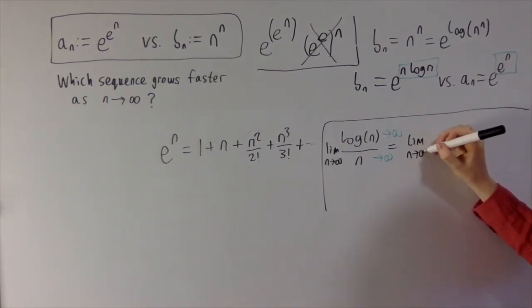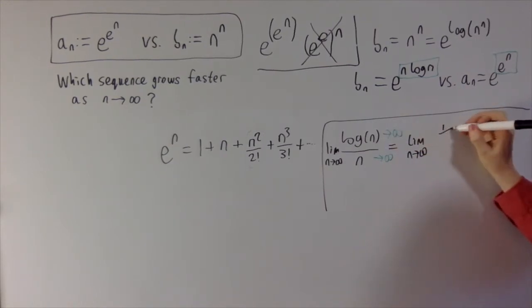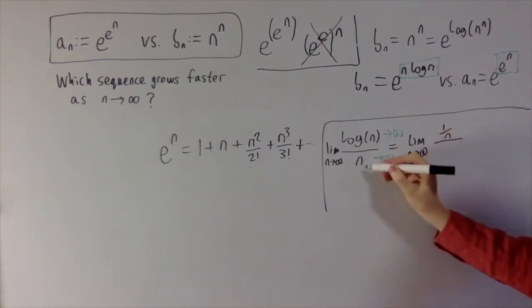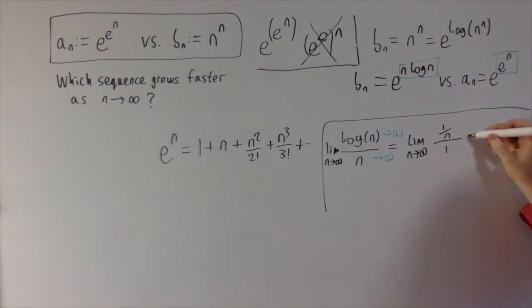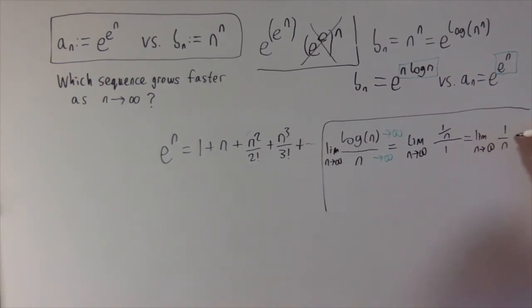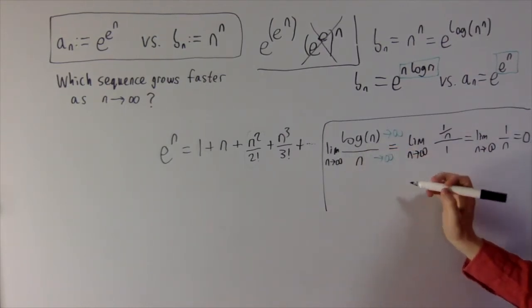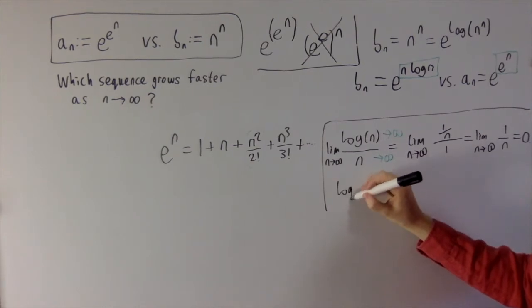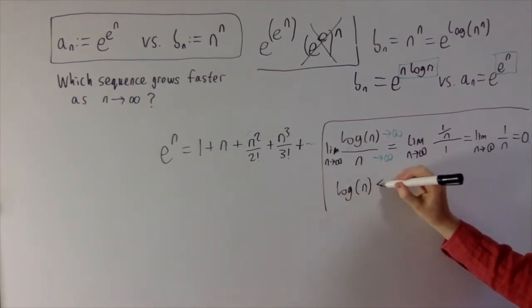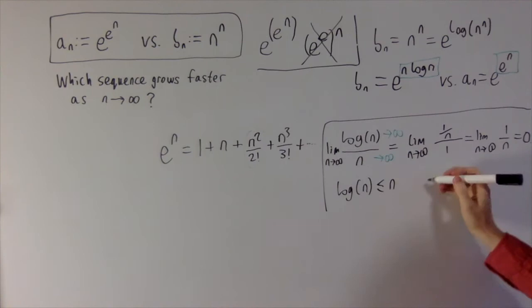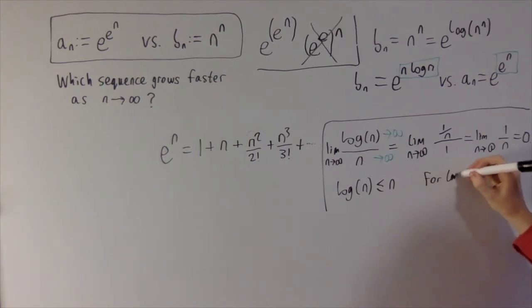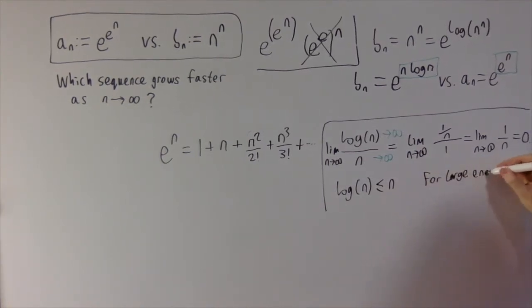You'll get, differentiate log n, this gives you 1 over n, and then differentiate n here, you just get 1. So this is the limit as n goes to infinity of just 1 over n. Of course, this is equal to 0. So log n grows to infinity slower than n. So let's say log n is less than or equal to n, basically for all large enough n.